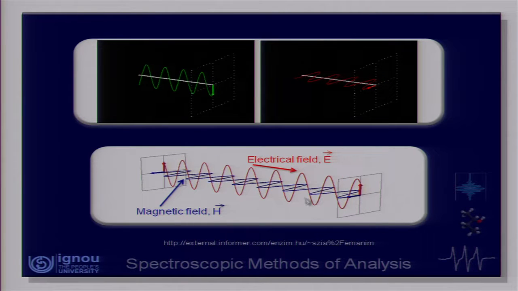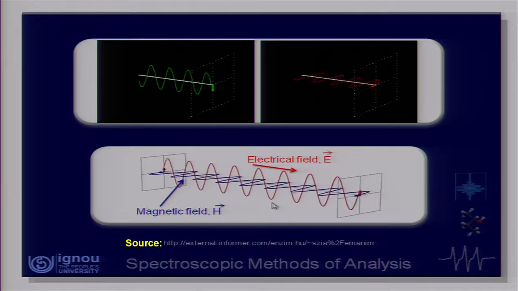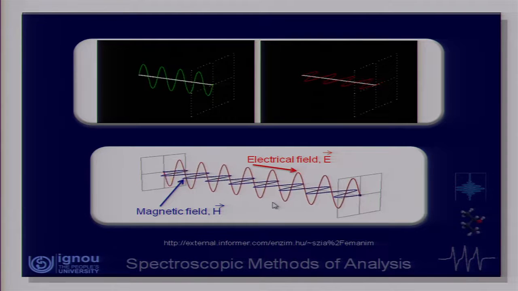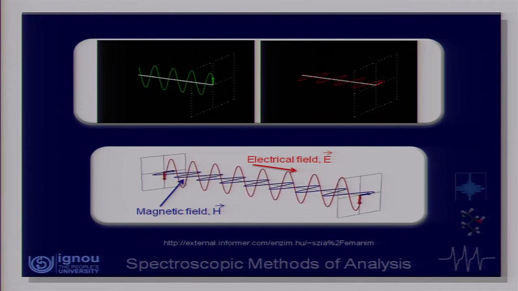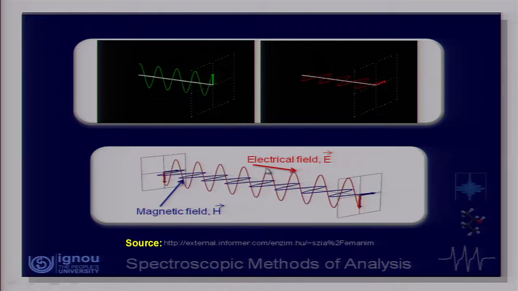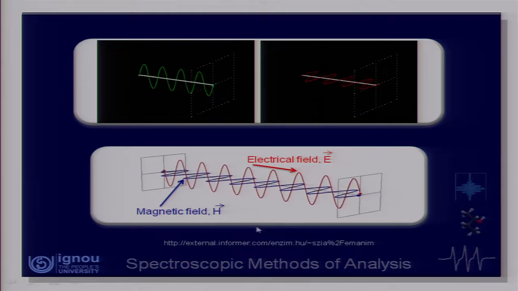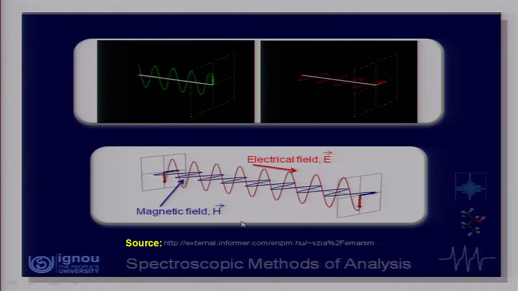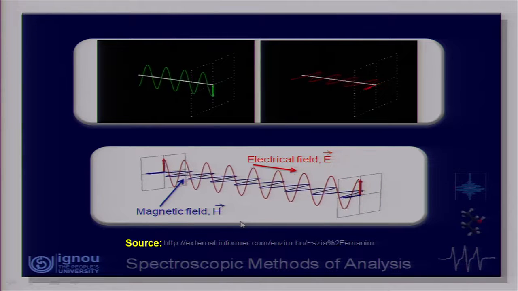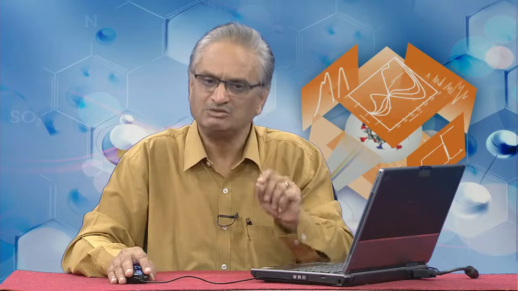So, this is the way we can visualize the electromagnetic radiation, that is an electrical and magnetic disturbance in space, and the two fields, the electrical field and the magnetic field, are mutually perpendicular, and also they are perpendicular to the direction of propagation. So, that is my wave description of electromagnetic radiation, and this animation is credited from the given source over here. Okay. Let us move further and see what the different characteristics of EM radiation are.